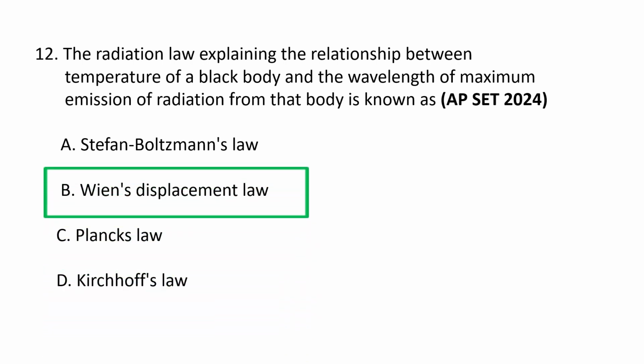Wien's displacement law. The law describing the relationship between the black body's temperature and the wavelength of maximum radiation emission is called Wien's displacement law. This law states that the wavelength at which a black body emits the most radiation is inversely proportional to absolute temperature. In simpler terms, hotter objects emit radiation at shorter wavelengths, while the cooler objects emit radiation at longer wavelengths.